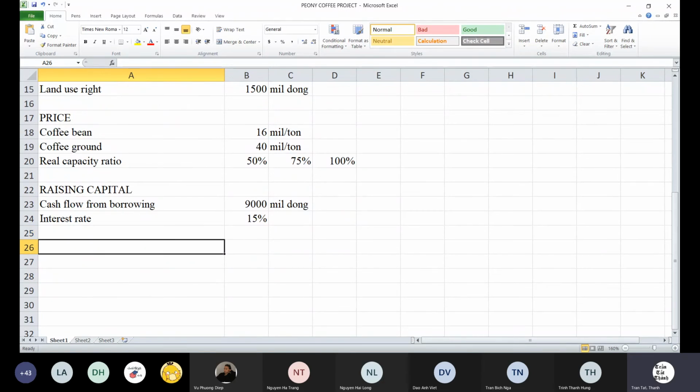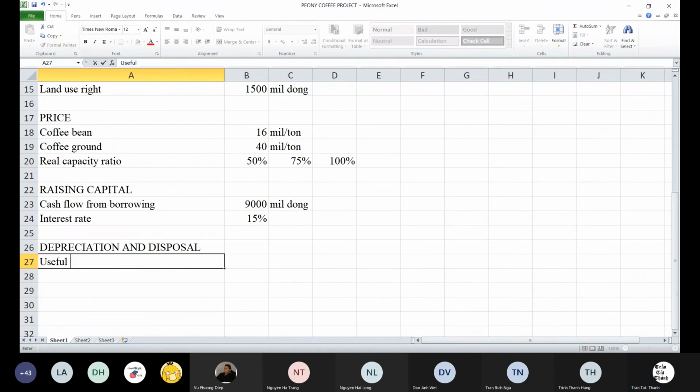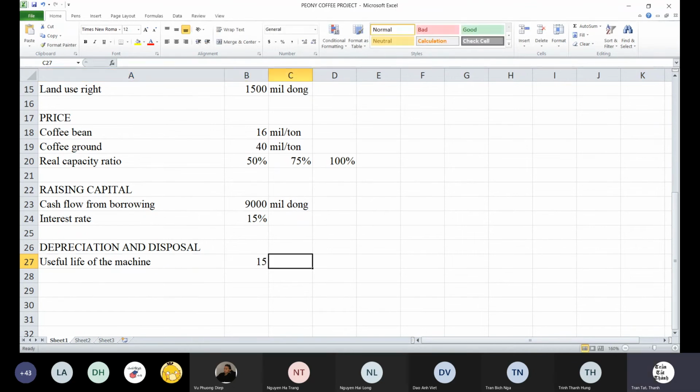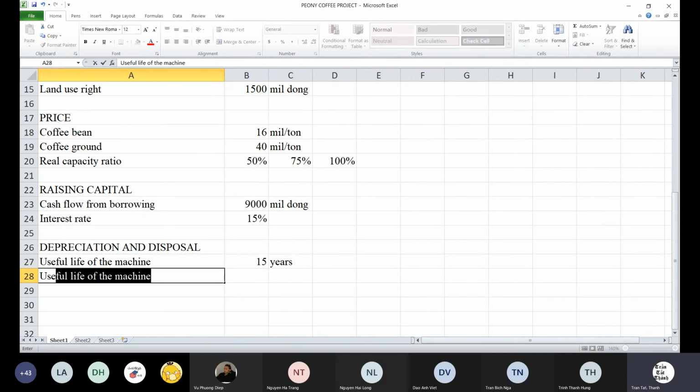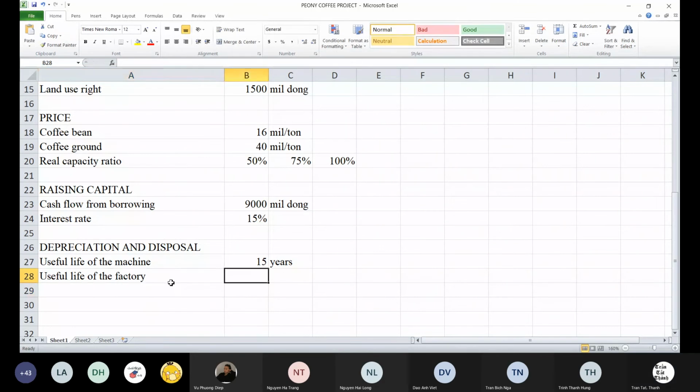What else? Depreciation and liquidation and disposal of fixed assets. Useful life of the machine is 15 years. Useful life of the factory is 30 years.